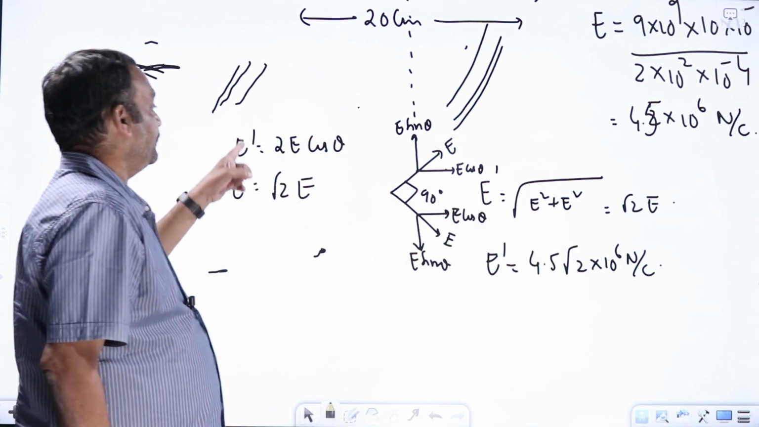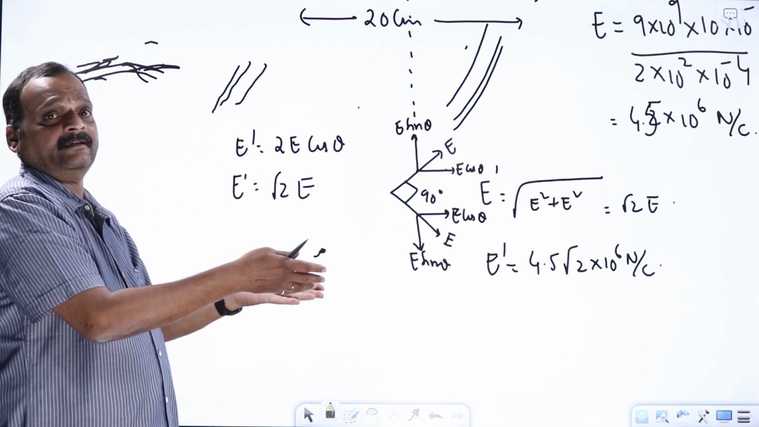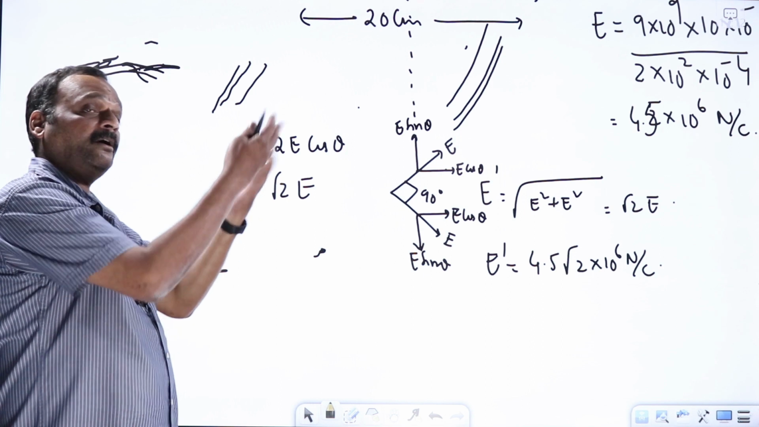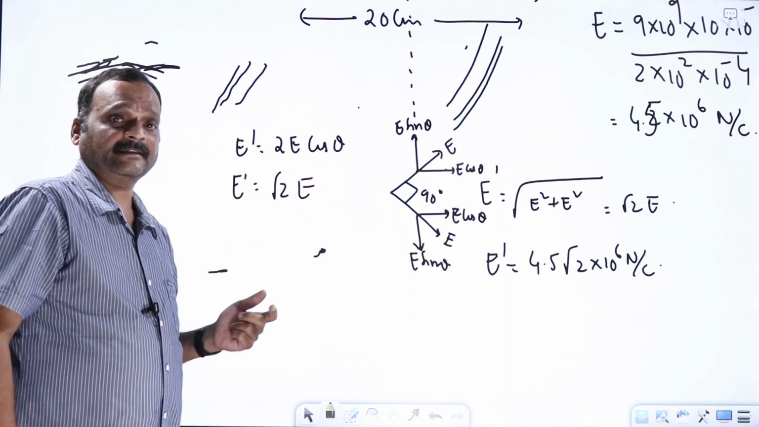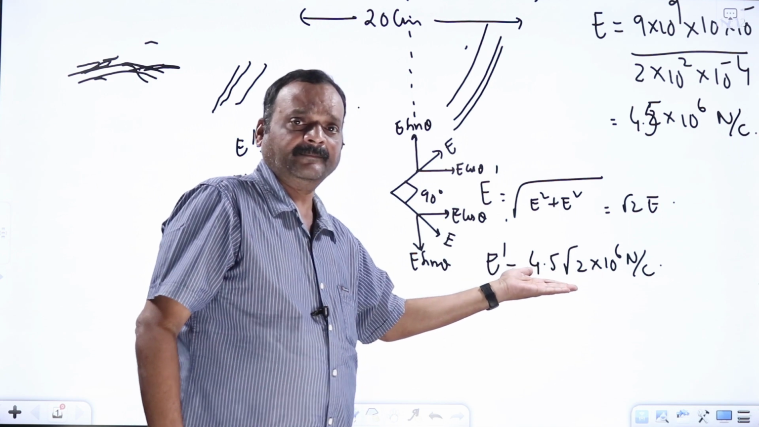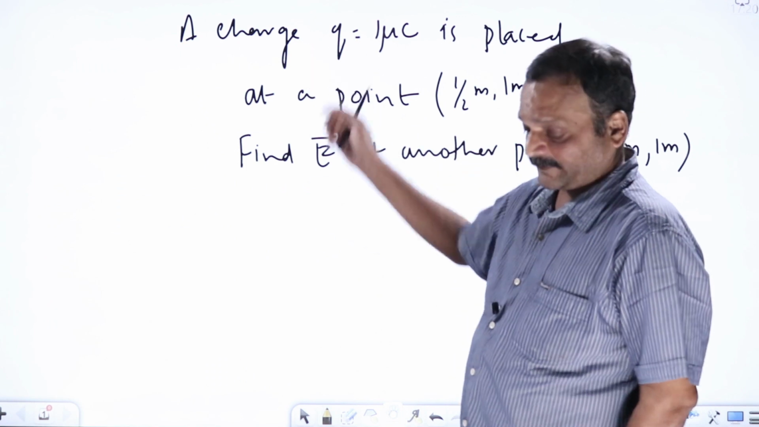Okay, this way of resolving into perpendicular components and adding vertical and horizontal components becomes easier or more convenient if there are more than 2 charges. If there are only 2 charges, it is better to use this formula only. It's up to you which one to use. Okay, look at this problem.